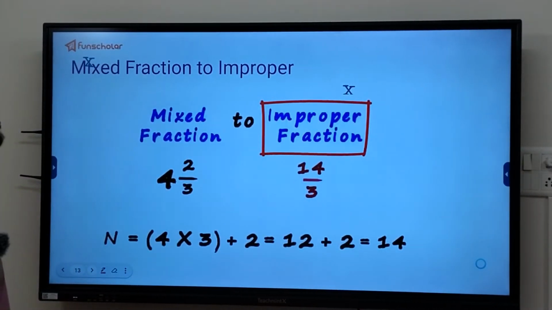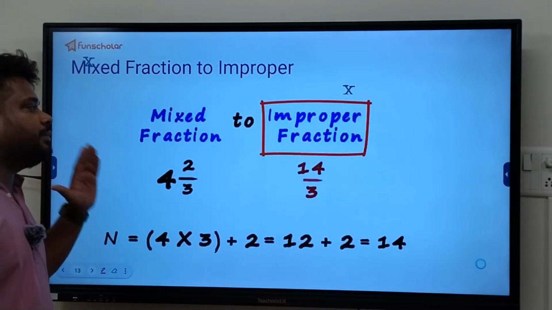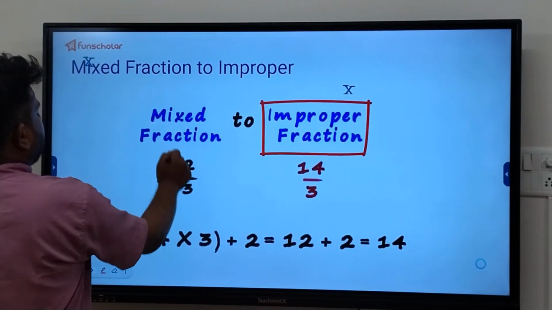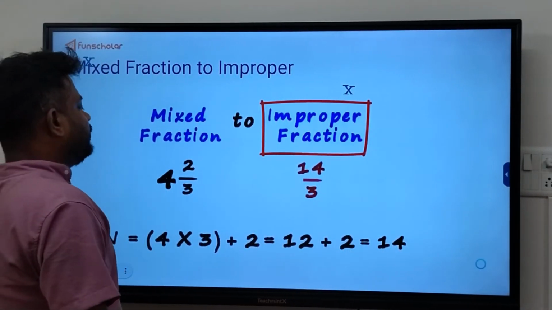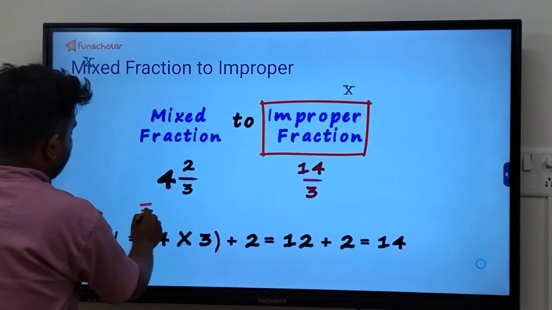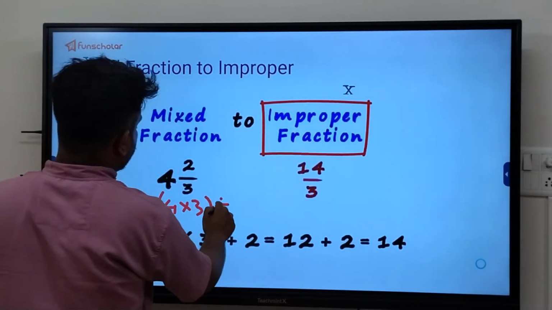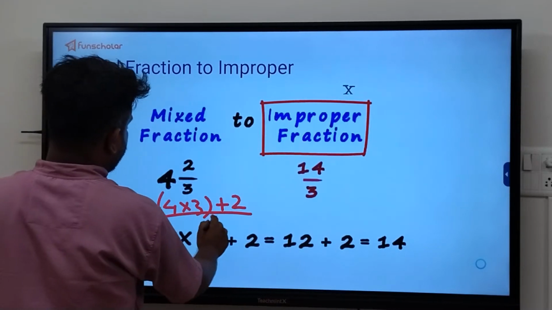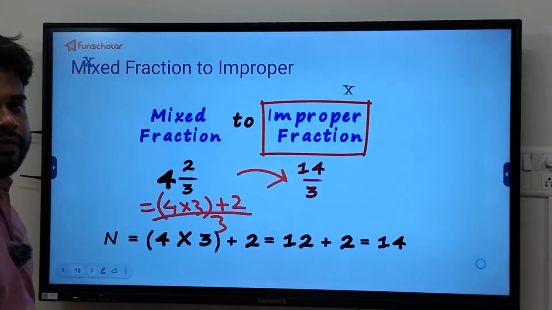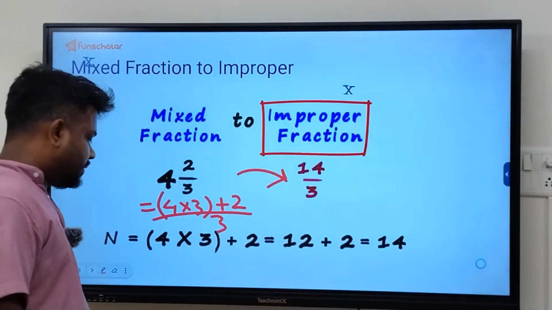A mixed fraction to an improper fraction. I have told you before that mixed fractions can be turned into improper fractions. Just like 4 whole 2 by 3 can be turned into 14 by 3. We can just multiply 4 into 3 and add 2 with it. 4 3s are 12 and 12 plus 2 is equal to 14. 14 by 3 will be the answer. Next one.